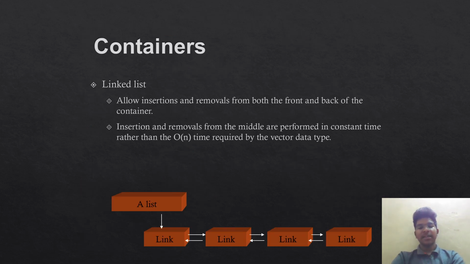Containers. Linked lists allow insertions and removals from both the front and back of the container. Insertion and removals from the middle are performed in constant time rather than the time required by the vector data type.